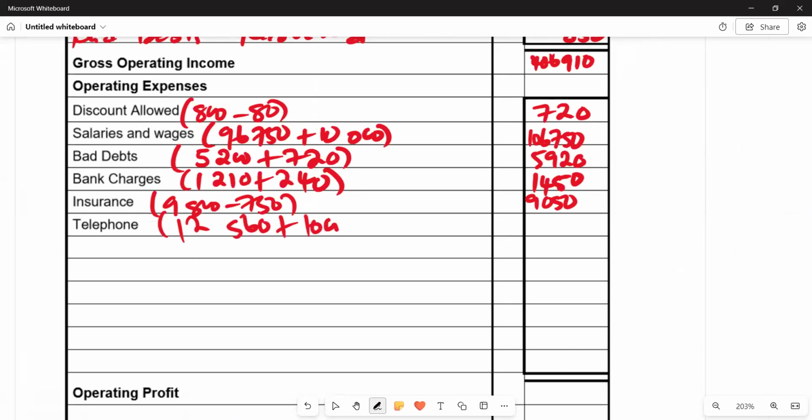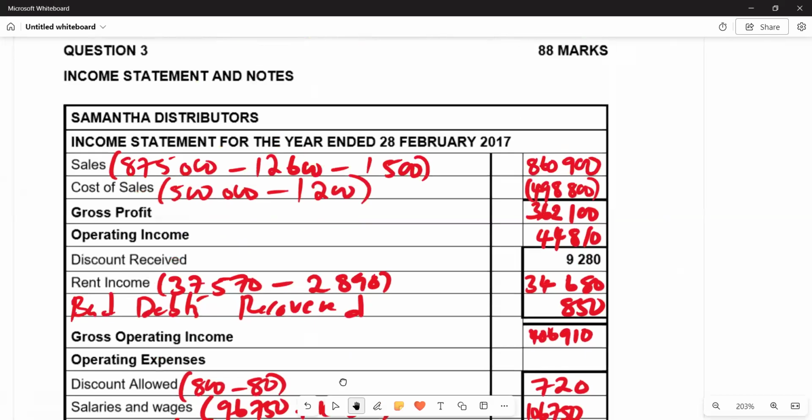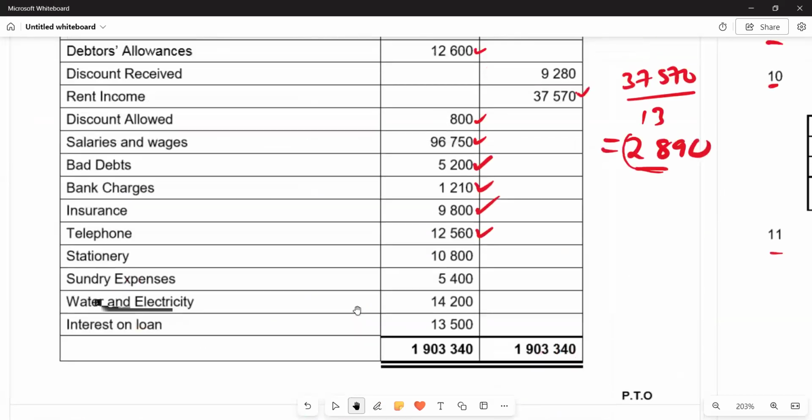Then we add your 1,000. And then the figure that you are going to get is 13,560. So this is what we have. And then there are some expenses that are not listed there that we need to pick. So we go to the trial balance and go item by item again under the nominal account section and try to identify other expenses that we did not tick there.